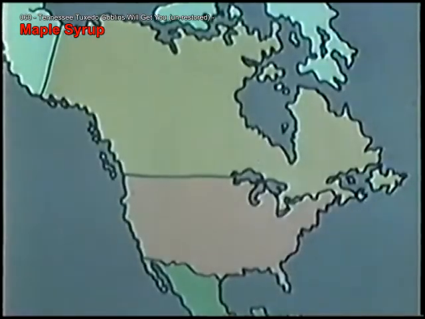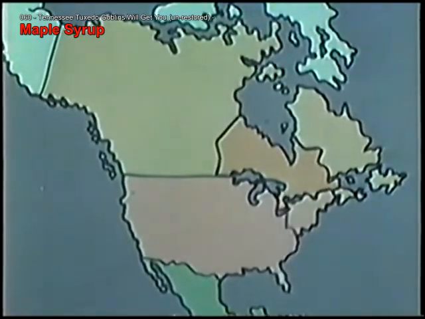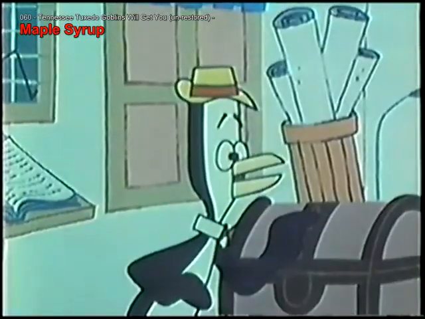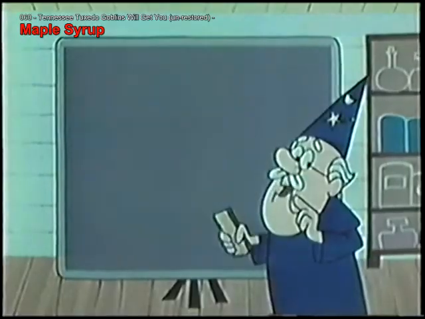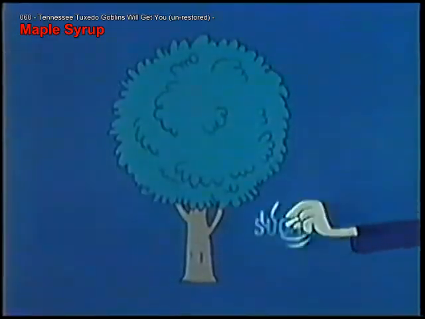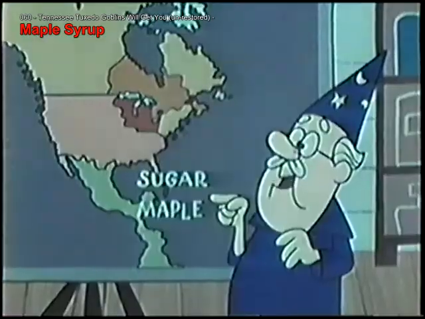Maple syrup is made from the sap of maple trees which grow in parts of Canada, the New England states, and the Great Lakes states. Will any maple tree do? No, not any one. There are a number of maple species that will do, but the best is the sugar maple. Get that down, Chumley. The sugar maple. That's right.